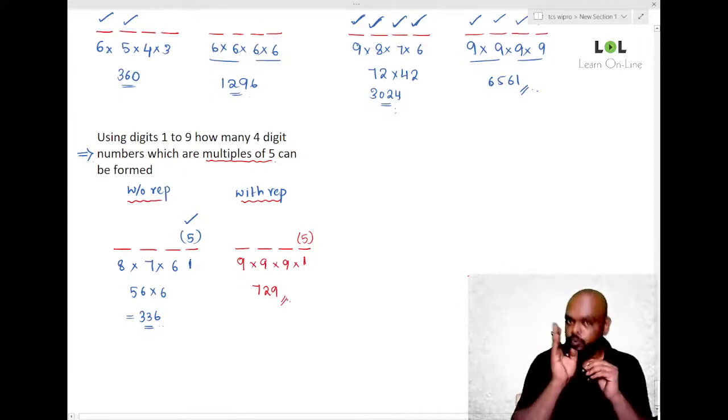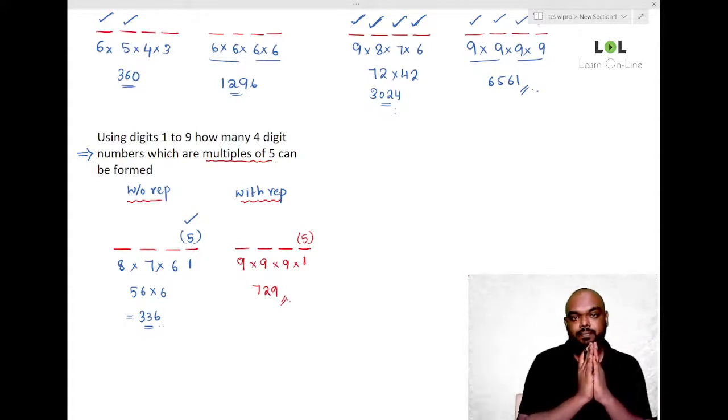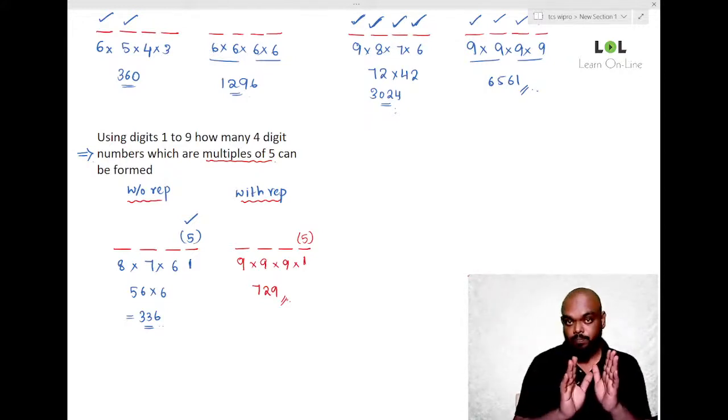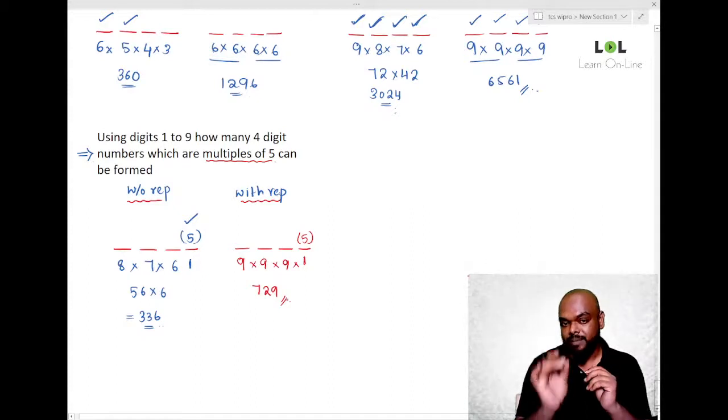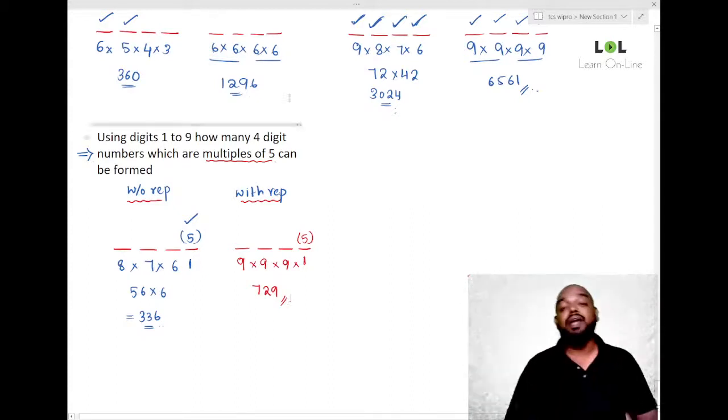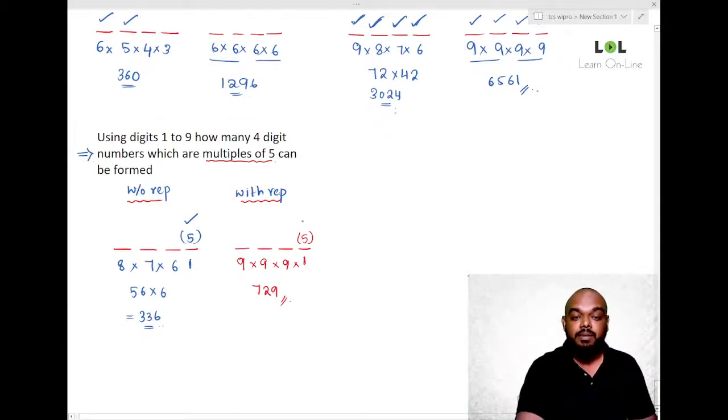I'm repeating this one more time. We need to form 4-digit numbers, which means it should have 4 places. It must be divisible by 5, means the units place must be 5 or 0. You know that a number has to end with 0 or 5 to be divisible by 5. But do we have 0 with us? No, we have only 1 to 9. So the units place can be filled in only one way.